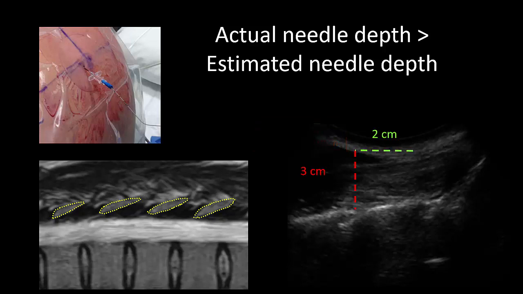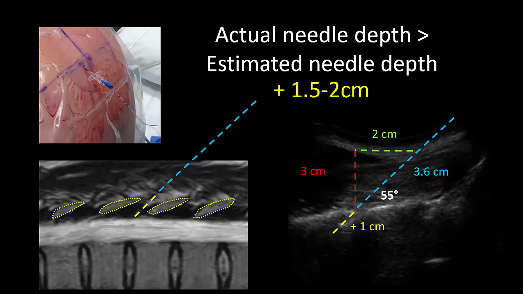If you start your insertion 2 centimeters inferior to the level of the space and your trajectory is at a 55-degree angle, then now the distance to the lamina is 3.6 centimeters. And thereafter, to pass from the posterior surface of the lamina through the ligamentum flavum and into the space is usually at least another 1 centimeter. So the actual needle distance becomes closer to 5 centimeters than to 3 centimeters. This difference will increase with deeper spaces. In general, expect that the actual needle depth will be greater than the estimated depth by about 1.5 to 2 centimeters.